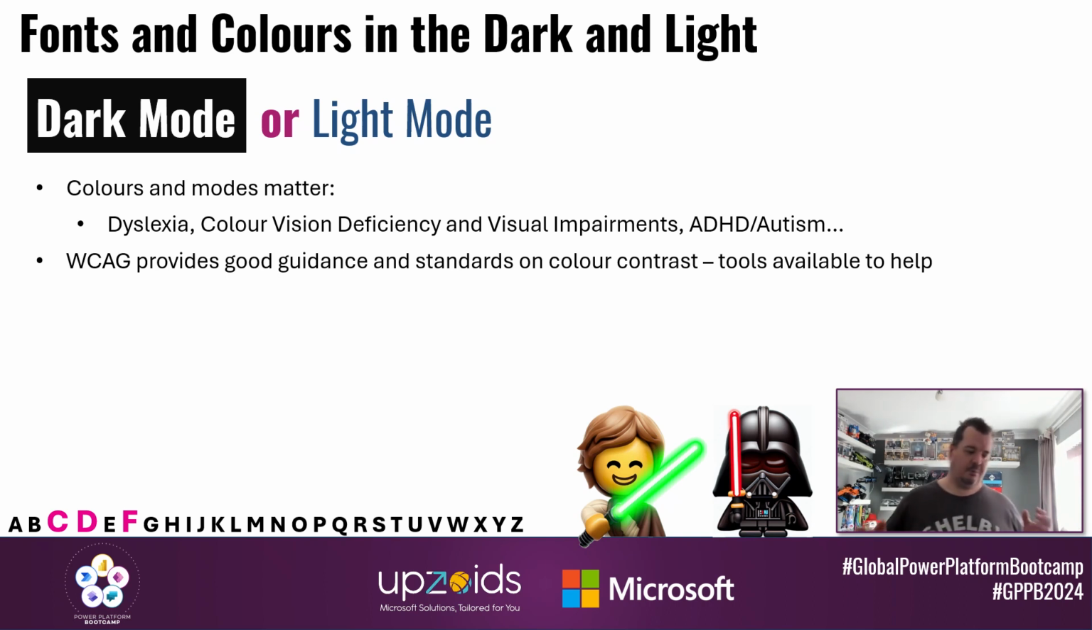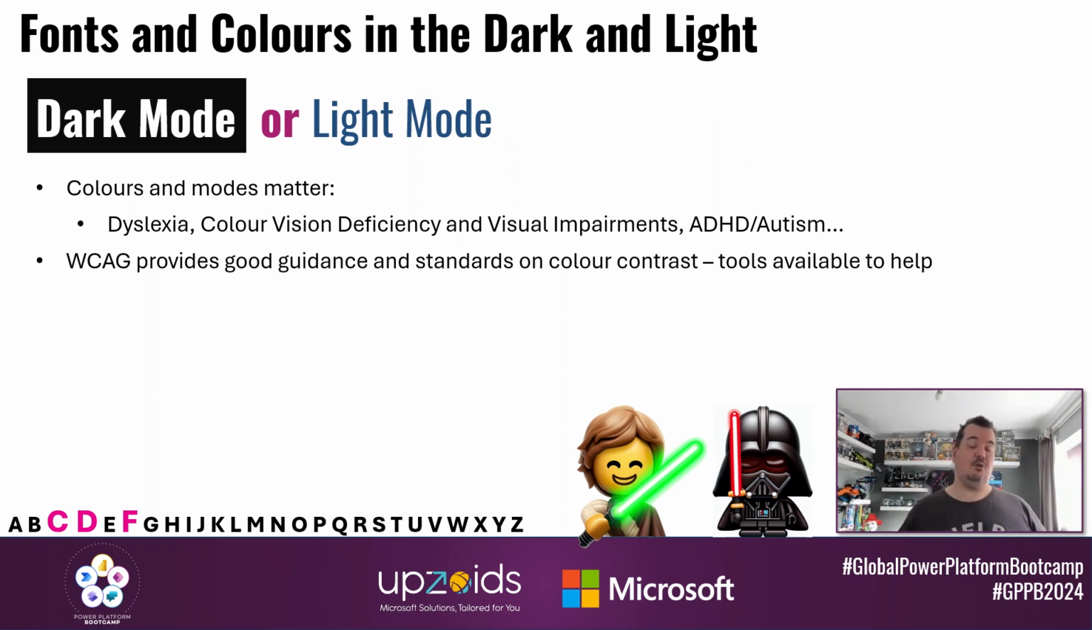WCAG provides some really, really good advice, some really strong guidance, and some excellent standards around things like colour contrast, making sure that your text against your background has got a sufficient colour contrast ratio. There are tools that are available to help. You can Google them, or Bing them, I should say. But you can search for them, you can find them. They allow you to enter the hex codes or do colour pickers, and they will tell you.